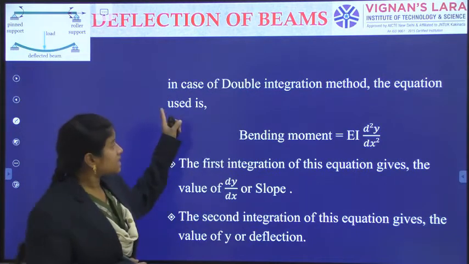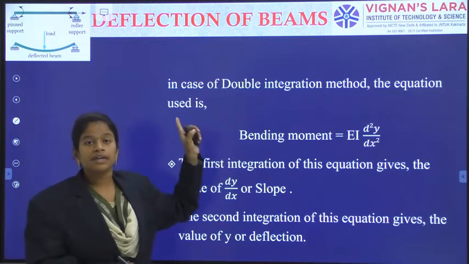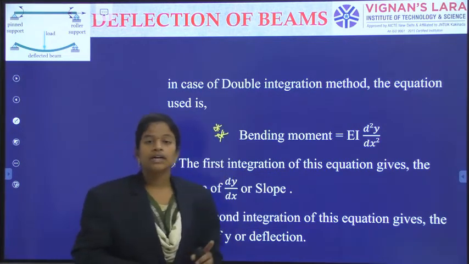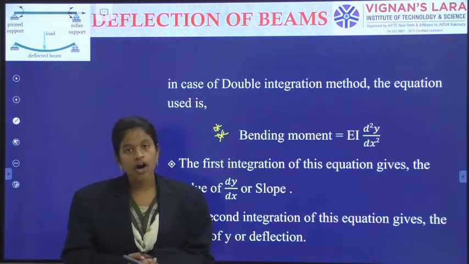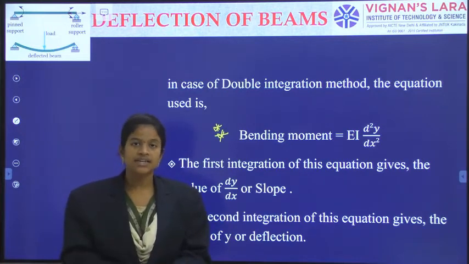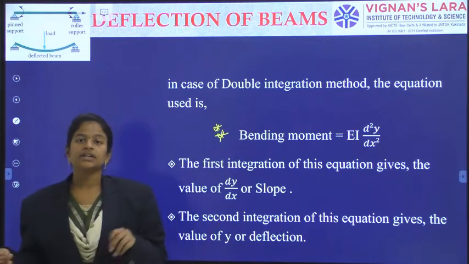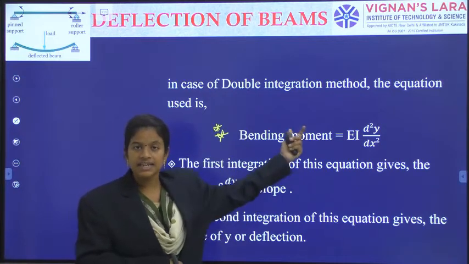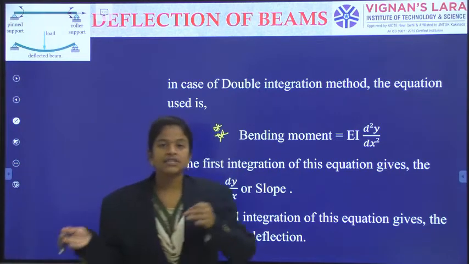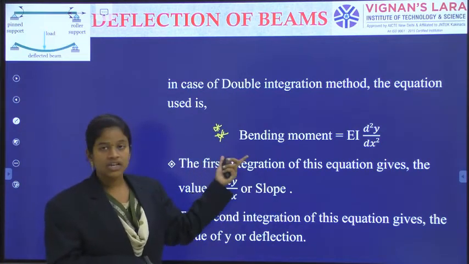Now in the double integration method, the equation we will directly use is bending moment at a section is equal to EI d square y by dx square. You should remember this directly. Do you know how to calculate bending moment at a section? Yes, in the shear force diagram and bending moment diagram chapter we have taken shear force at a section and bending moment at a section, that we know, right? So from the bending moment at a section formula, we will equate it with the basic formula, that is EI d square y by dx square. Equating the bending moment at a section from the numerical to EI d square y by dx square, we will calculate the corresponding slope equation and deflection equation.